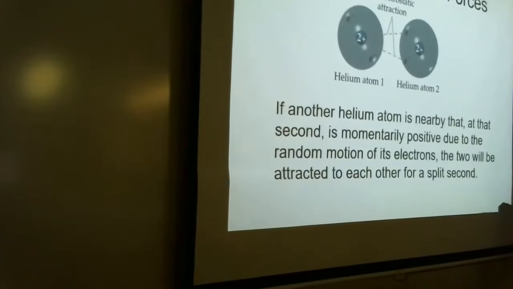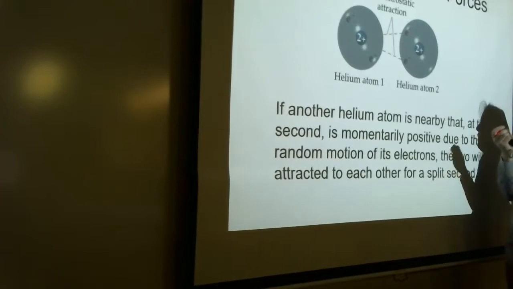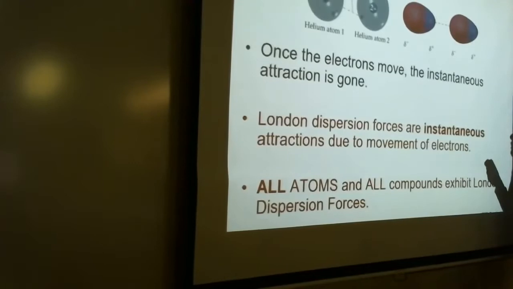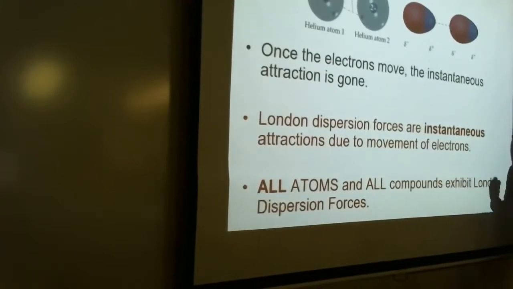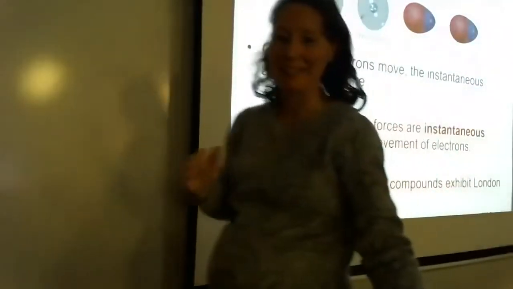But let's pretend that atom number 2 was nearby and its configuration was slightly different. Then those 2 could be attracted to each other. Now those are 2 atoms that you would not otherwise expect to be attracted to each other. But for that split second, those 2 atoms that otherwise would never in 100 years be attracted to each other are. And that's what's behind London forces. London forces are based on random instantaneous attractions. We call it an instantaneous dipole.